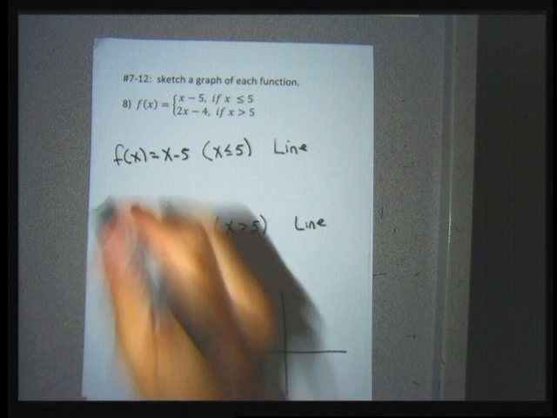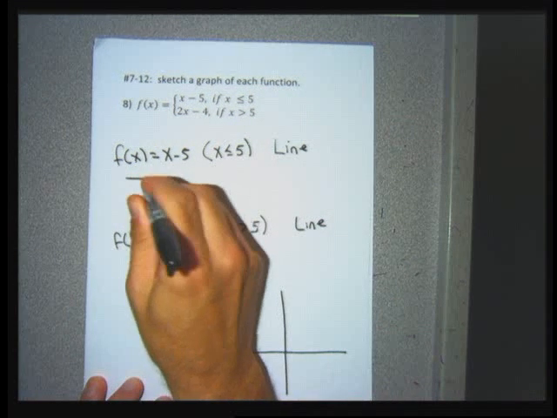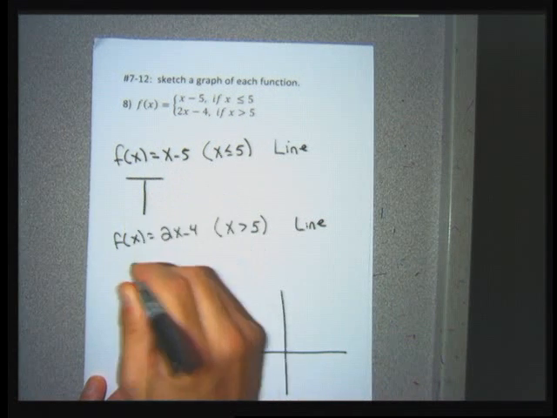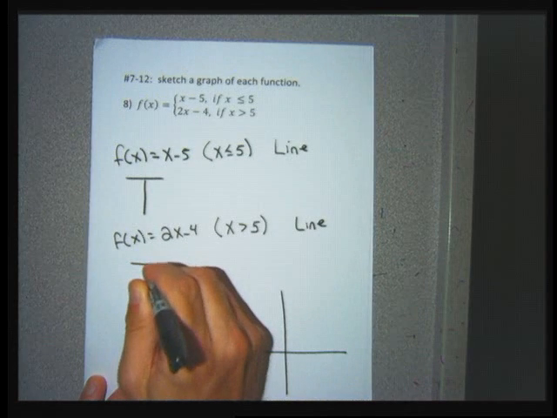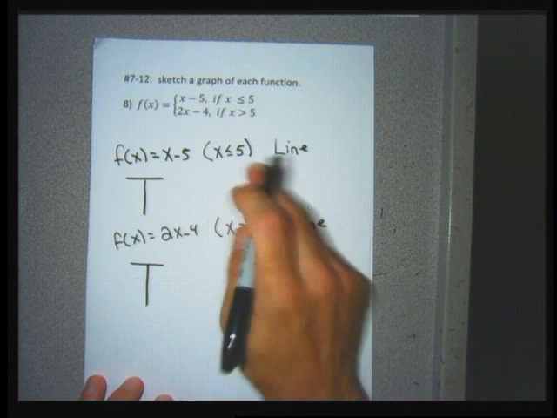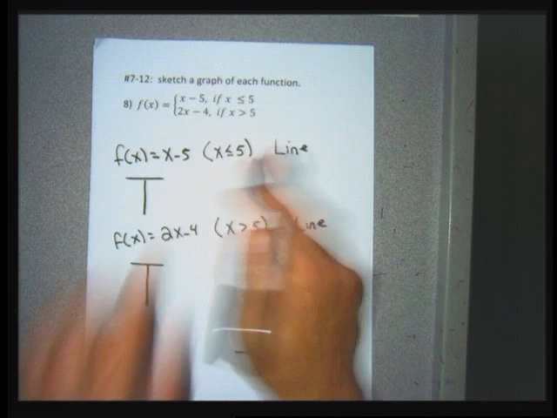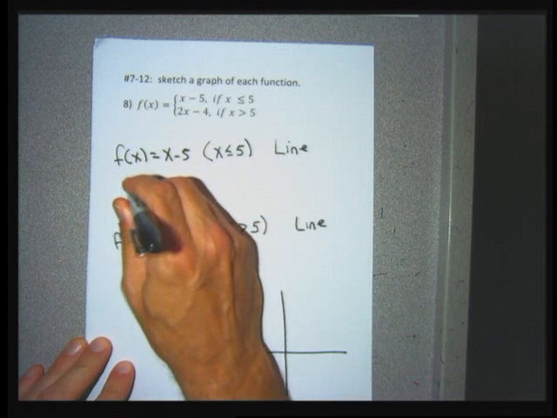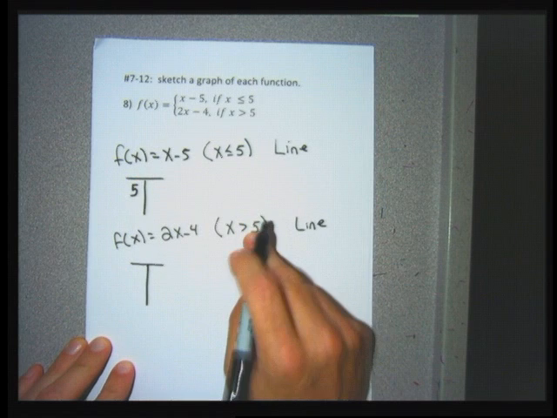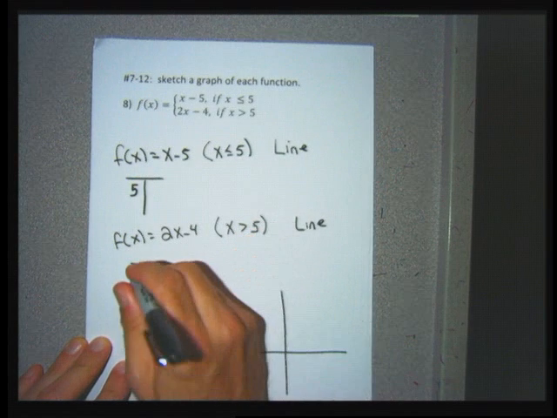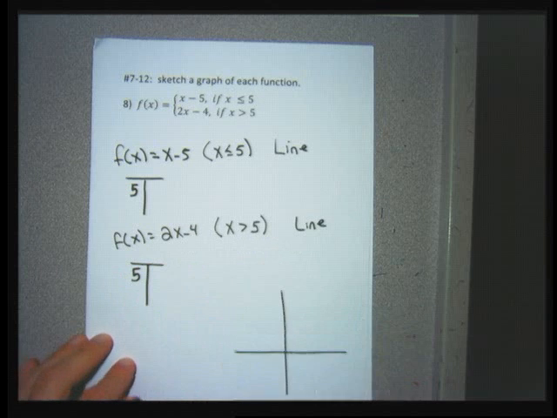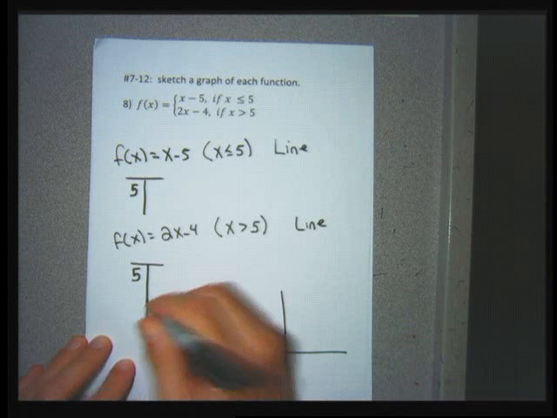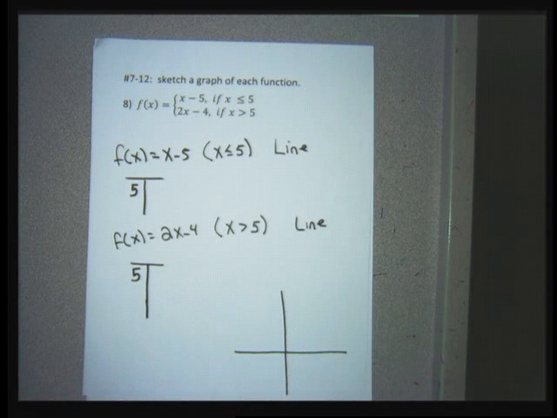And very specifically, for each one of these functions, I'm going to make a table. The very first number in my table is going to be the border number. In the top function, 5 is the extreme value. I can't put a number bigger than 5. And in the bottom one, I have to plug in only numbers bigger than 5. But I'm going to cheat and plug 5 in because somehow it's going to show up on my graph nicely.